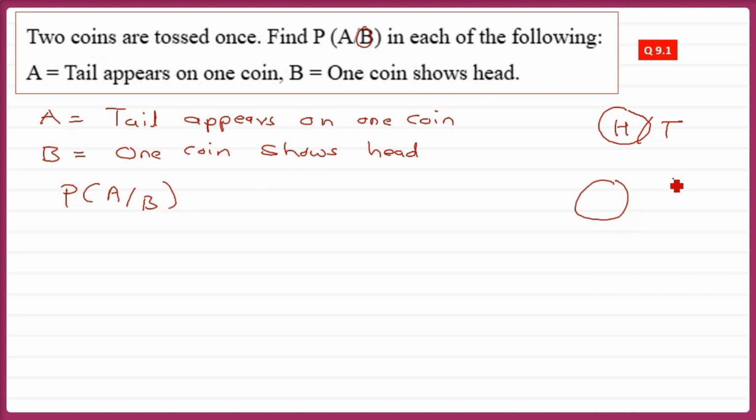So there are two coins here. So both of them are tossed at once or one after another. The combination remains the same.